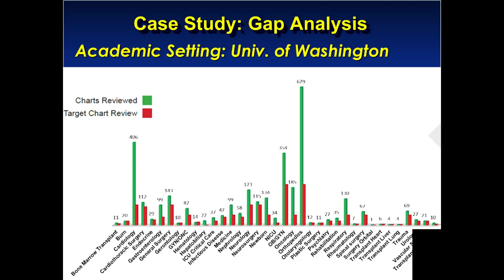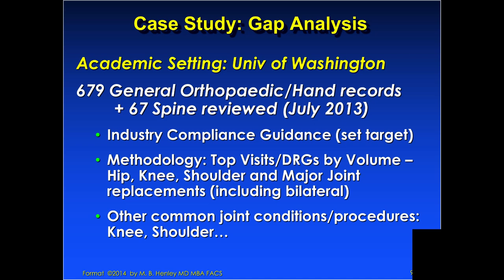So the University of Washington started this ICD-10 program back in 2011. And early last year, they did a gap analysis looking at multiple medical records of different specialties. In orthopedics, they looked at 679 charts, and to that they combined an additional 67 charts from spine. They used industry compliance guidelines and looked at top visits and DRGs by volume. They looked at common hip, knee, shoulder, and major joint replacement diagnoses and other conditions that we see.